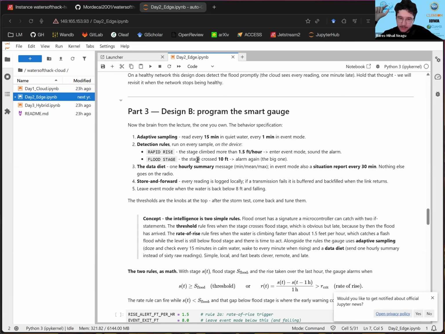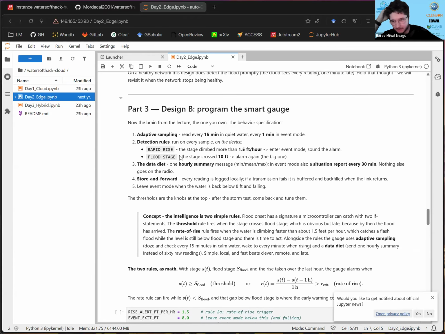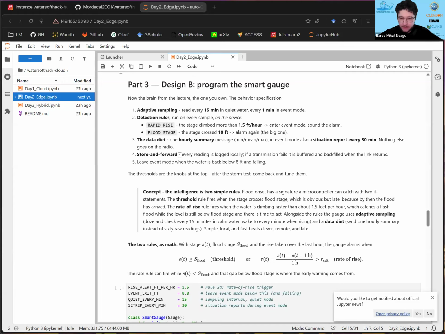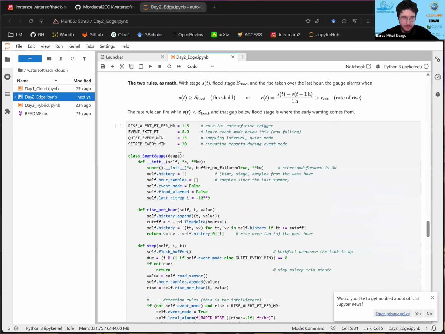And we're going to have a flood stage, which basically means the stage at which we can declare that there's a flood. This can depend on the architecture, the bridge sizes, how shallow the water is, and so on. So it can depend on the local hydrography or whatever. Okay, so let's see how we actually do this.